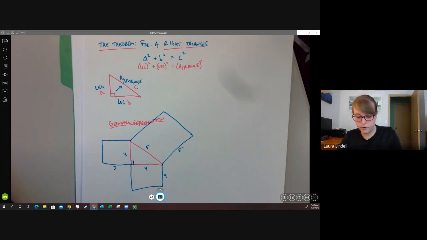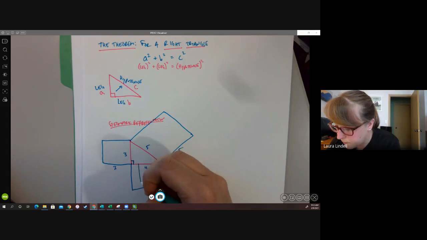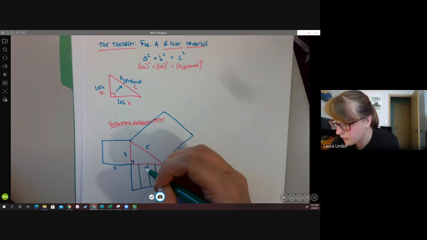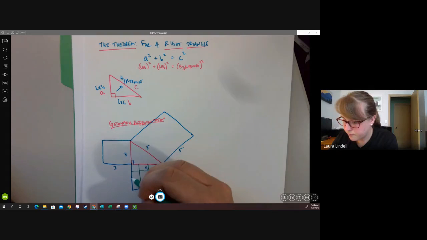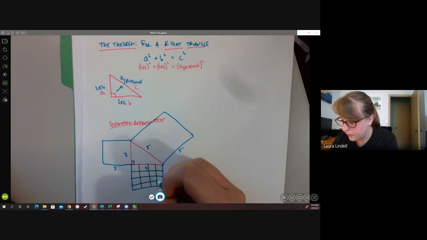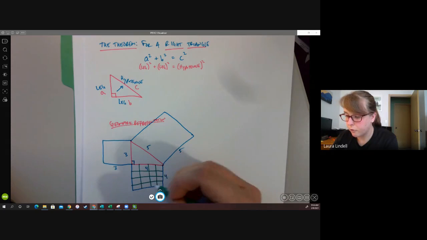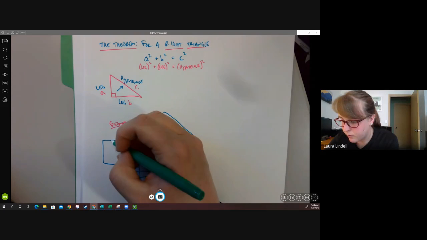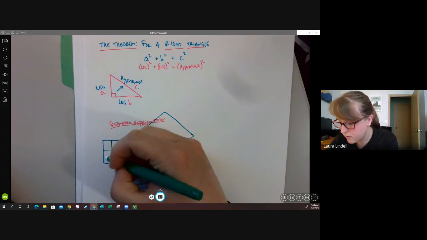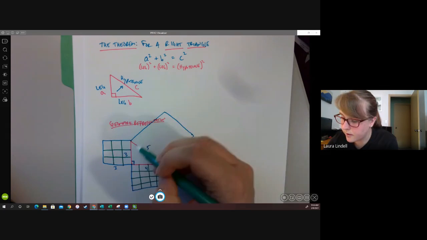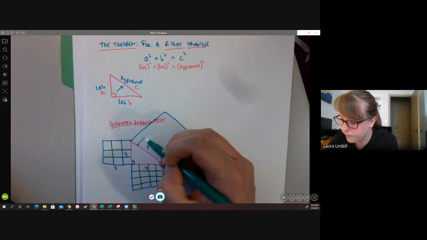So if I were to make grid marks within each square, like this, so we have 4 units by 4 units there as well. So that's a 4 by 4 square. This one will be a 3 by 3. And this one will be 5 by 5.